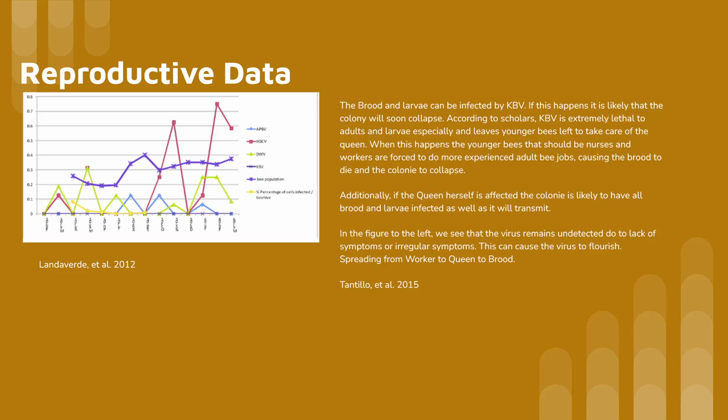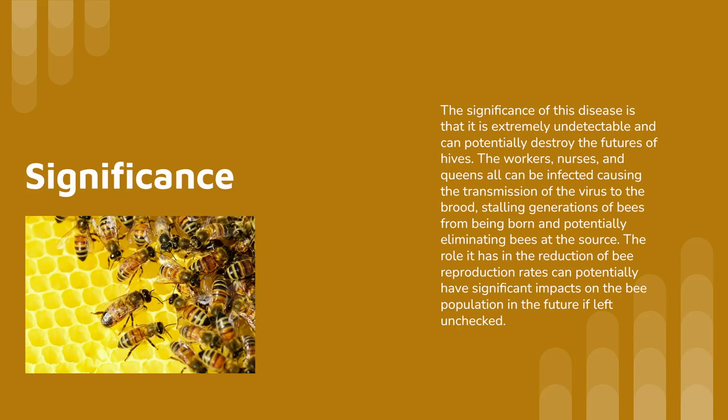The symptoms being so irregular can just cause the hive to completely collapse. And if you can't detect it, the virus is just going to flourish as it spreads primarily through fecal and oral transmission. If you're eating the food that's going to get you sick, you can't stop that if you don't have any symptoms, and so that will cause it to spread from worker to queen to brood to nurse and then the entire colony will eventually collapse.